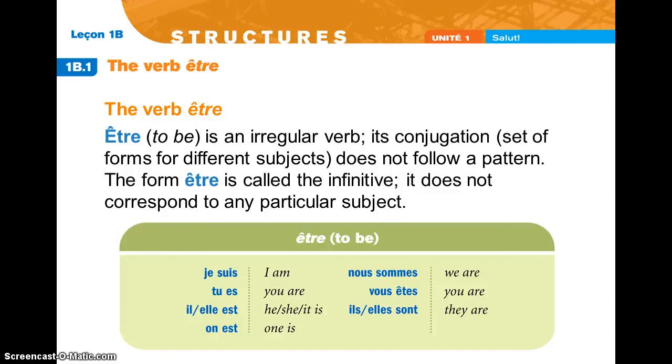The form être is called the infinitive. It does not correspond to any particular subject. Être means to be, and just like in English, to be has many different forms. So read through, practice pronouncing all of the different ways that we use the verb être.